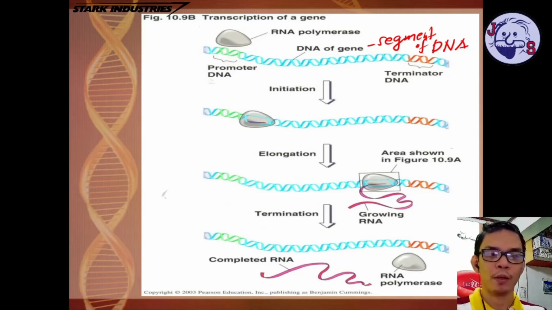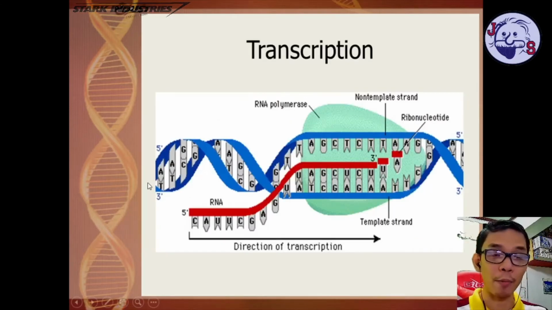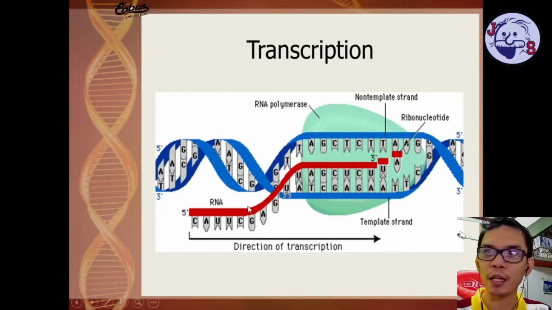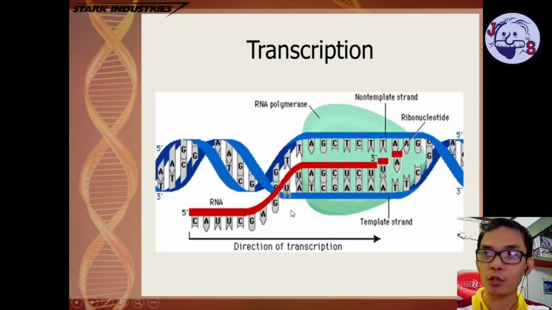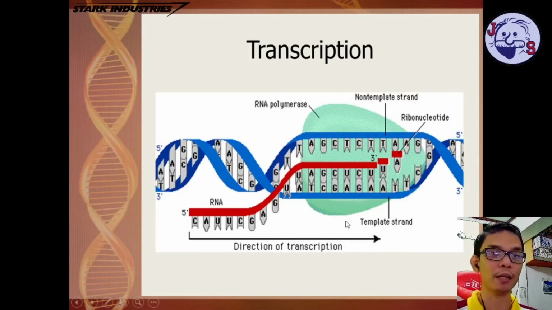In a summarized way, it looks like this. The red one that you have right here is the mRNA that was formed by the RNA polymerase, and it uses the DNA as a template. So that is the transcription process.